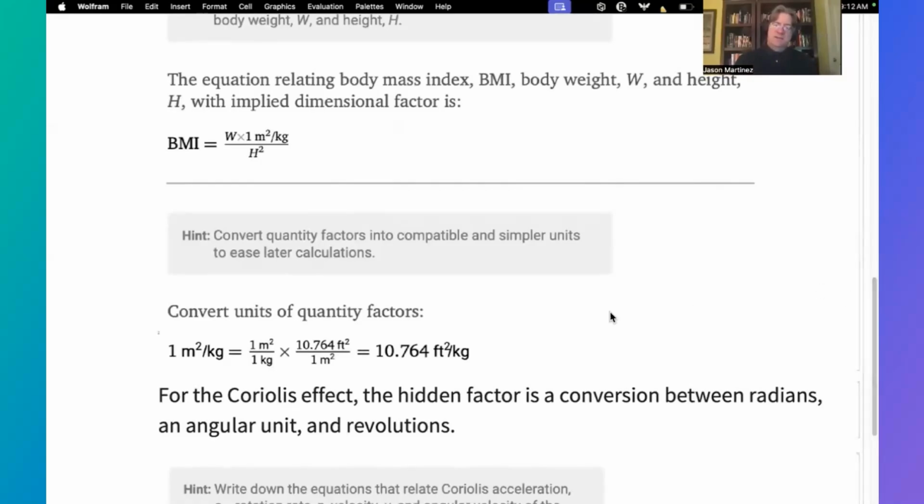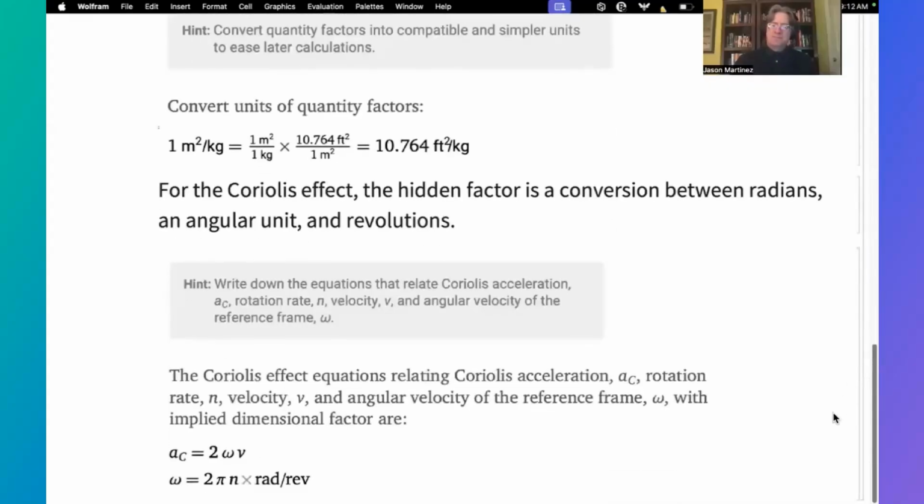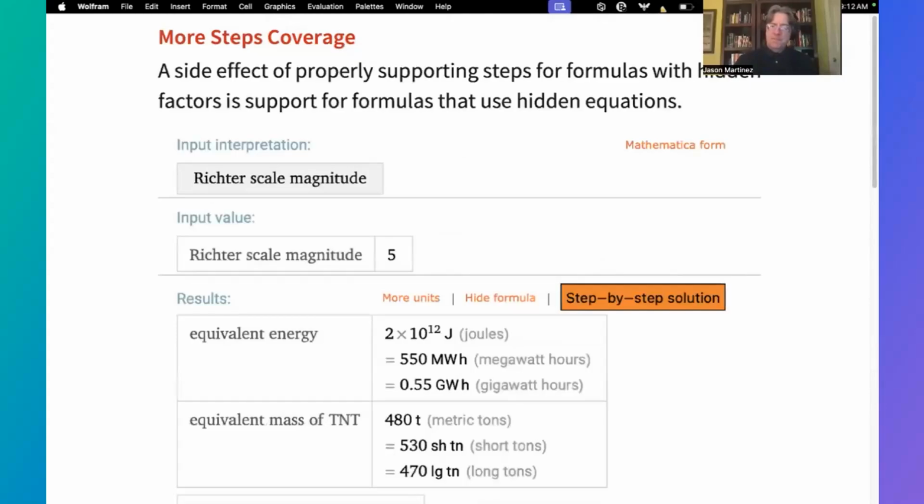So here for BMI, since we're working in feet and inches and pounds, we need to convert our conversion factor into comparable units. So feet squared per kilogram in this particular case. Coriolis effect is another example where we have to convert revolutions, because we're looking at the rotation rate, into radians.